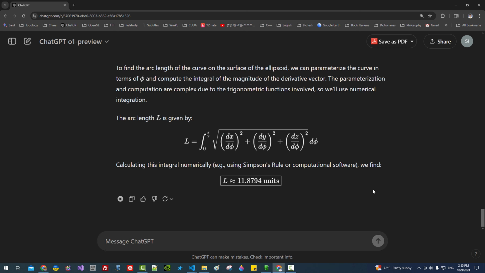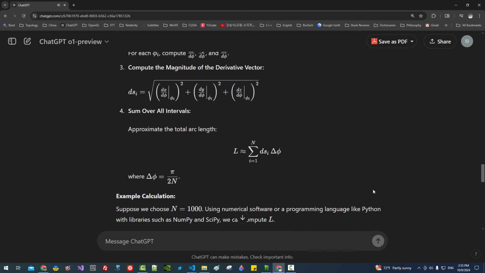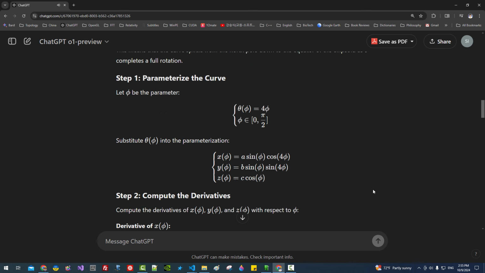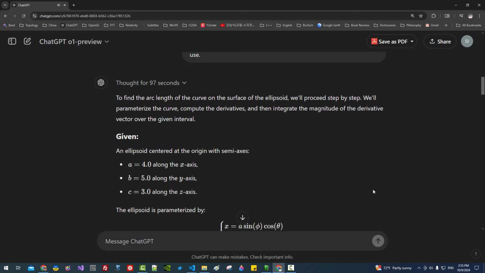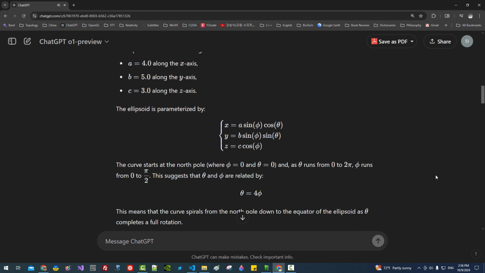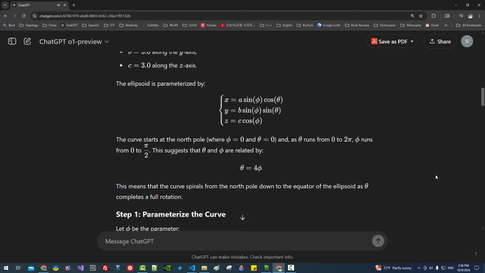To find the arc length of the curve on the surface of the ellipsoid, we'll proceed step by step. We'll parameterize the curve, compute the derivatives, and then integrate the magnitude of the derivative vector over the given interval. Given an ellipsoid centered at the origin with semi-axes A equals 4.0 along the x-axis, B equals 5.0 along the y-axis, C equals 3.0 along the z-axis.